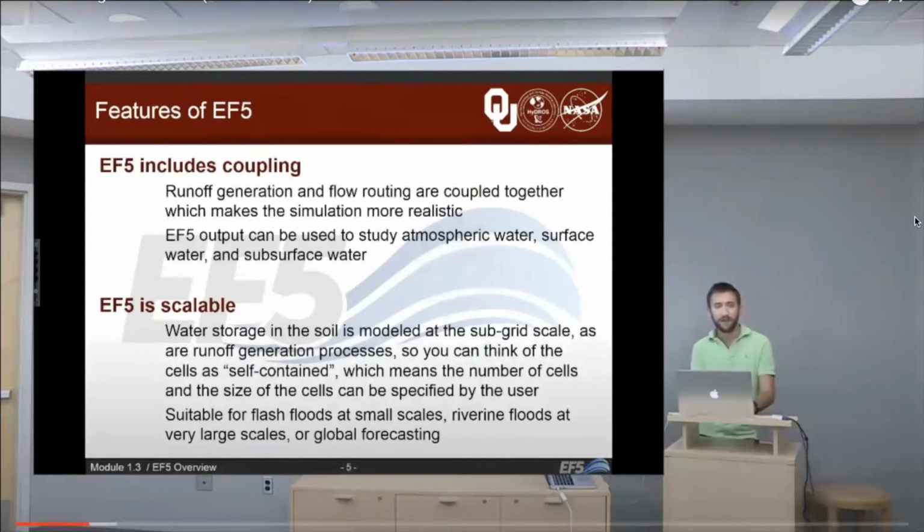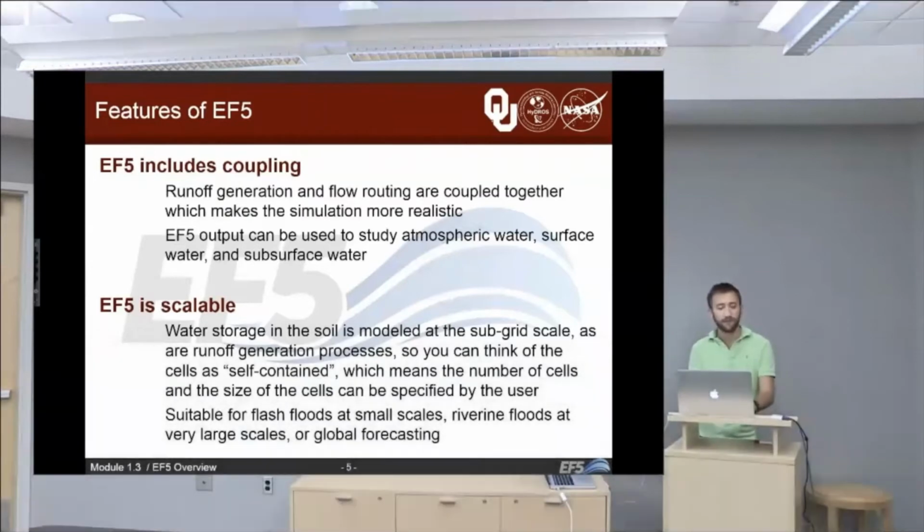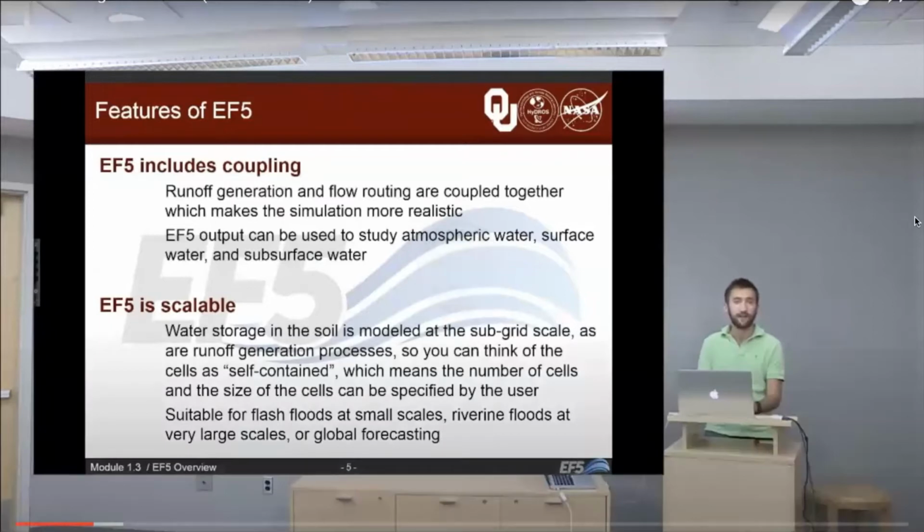That means that EF5 is suitable for flash floods at small scales, riverine floods at very large scales, or even global forecasting. And in fact, EF5 is being used currently in all of these different applications in various areas of the world.